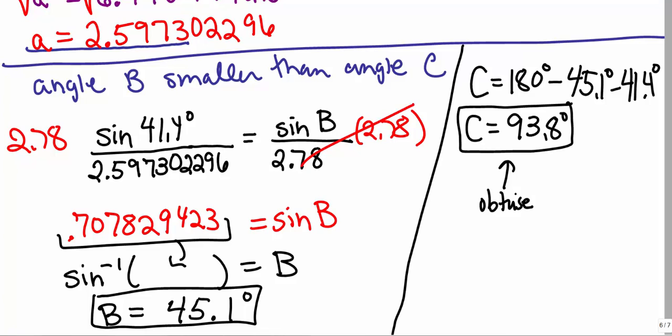So that's the strategy for side angle side, is first use the law of cosines to find the third side, then use the law of sines to find the smaller of the two remaining angles. That way we know there's no possibility of this angle being obtuse, and we're only looking then in quadrant 1. And then subtract both of those angles from 180 to find the remaining angle.